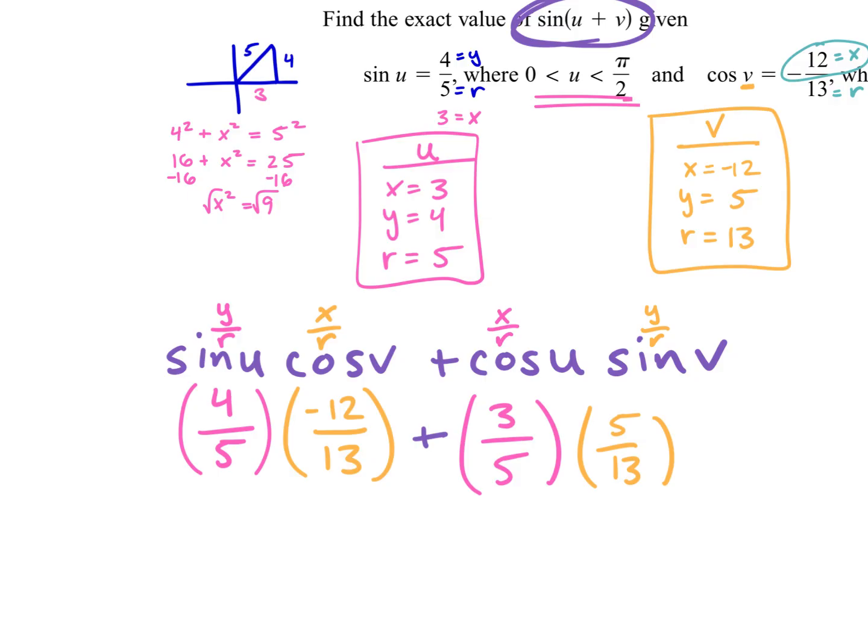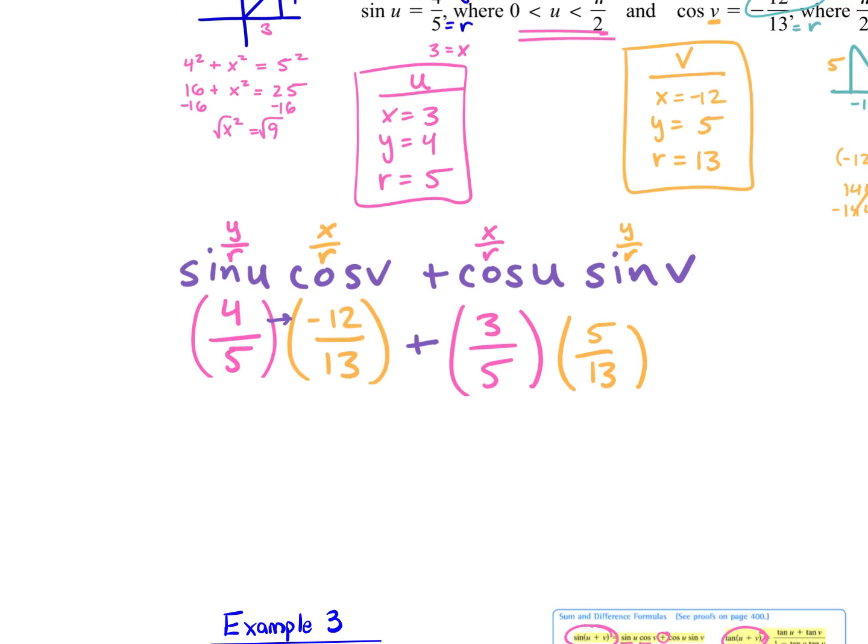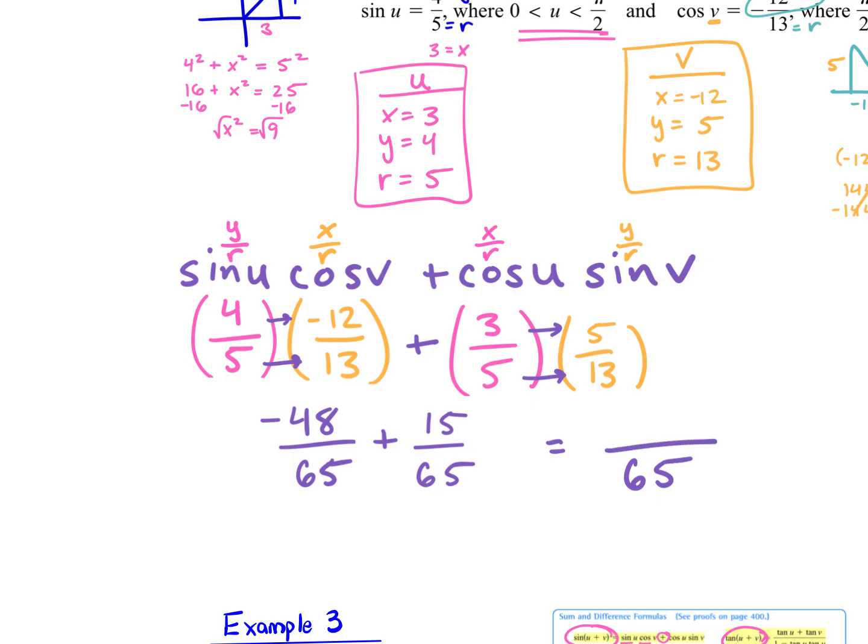Now we want to multiply these together and add. So multiply straight across. What's 4 times negative 12? Negative 48. 5 times 13? 65. Plus 3 times 5? 15. And 5 times 13? 65. Now we can just add our numerators together and our denominator stays the same. What's negative 48 plus 15? Negative 33. Awesome. So this would be our answer.